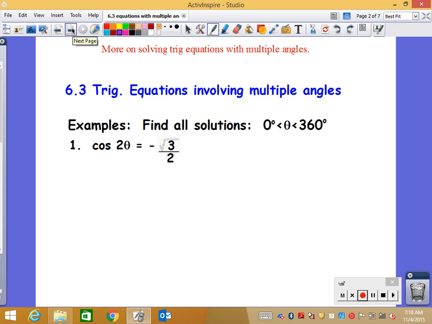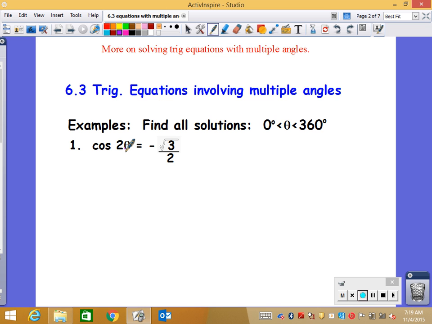But I want to talk about 6.3, which is solving trig equations involving multiple angles. And what I mean by that is we're going to be talking about like a cosine of 2 theta or 3 theta or maybe even 4 theta. It all depends. But we'll talk about it, take it step by step.